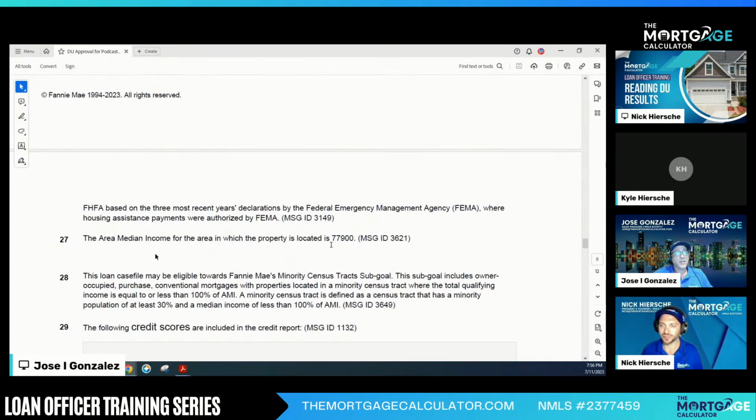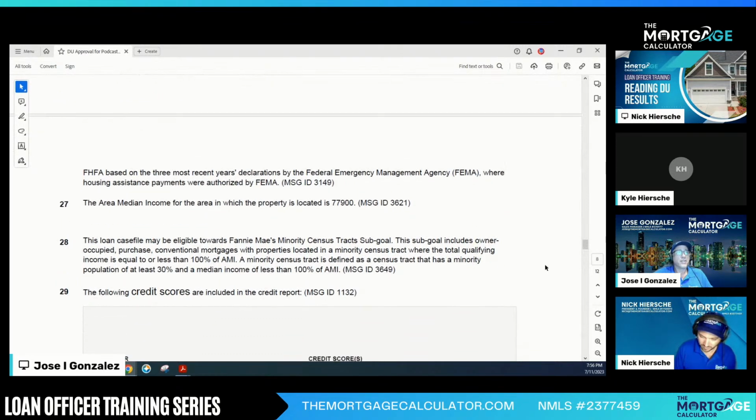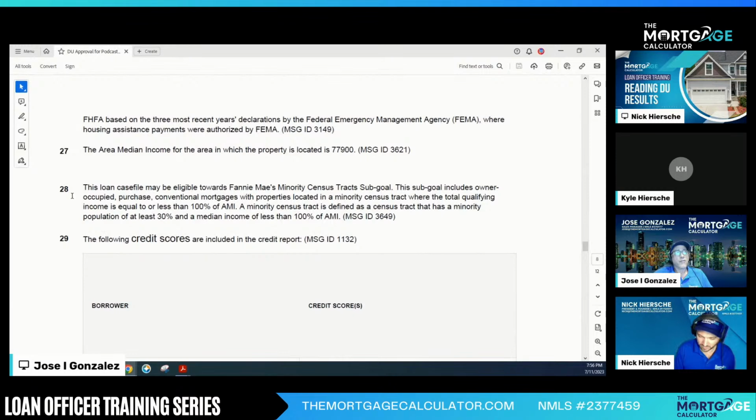And here's letting me know the area median income, also known as AMI, for this area, is 77,900. So then they're telling us some more information here on number 28 for some of those other types of programs where they're trying to promote additional home ownership. You can look at that and see if it pertains to your case. Letting you know, a minority census tract is a census tract that has a minority population of at least 30% and a median income of less than 100% of AMI.